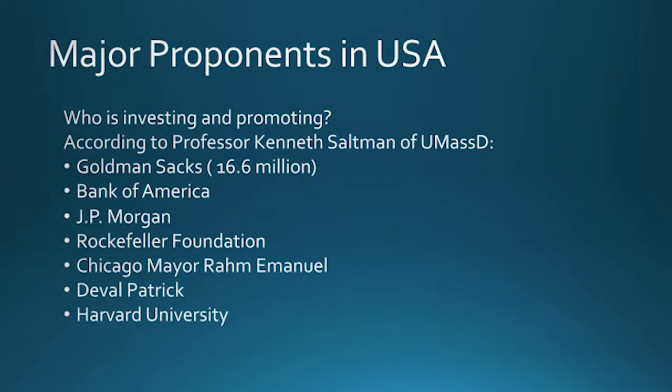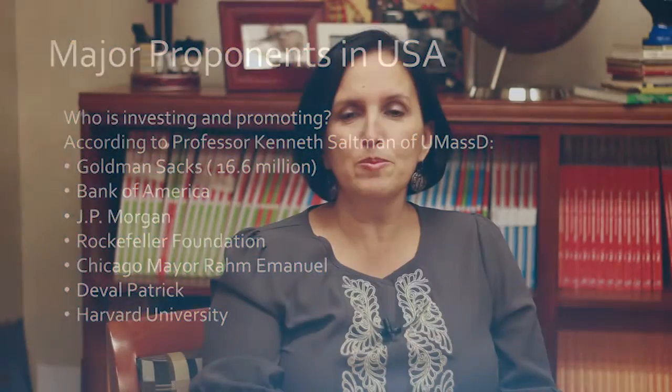Let's go back to the philanthropists, the major proponents in the USA. Who is investing? Who is promoting Pay for Success? According to Dr. Kenneth Saltman of UMass Dartmouth, Goldman Sachs is one of them. They have invested $16.6 million. Bank of America is another. JP Morgan is another one. The Rockefeller Foundation, no surprise there. Chicago Mayor Emanuel, Duval Patrick, as we mentioned before, and Harvard University.